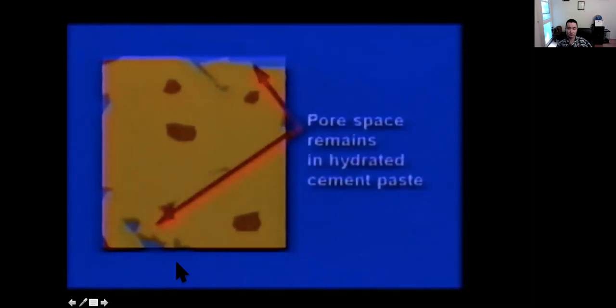Concrete will harden within a few hours, but hydration continues for weeks, even years after placement.